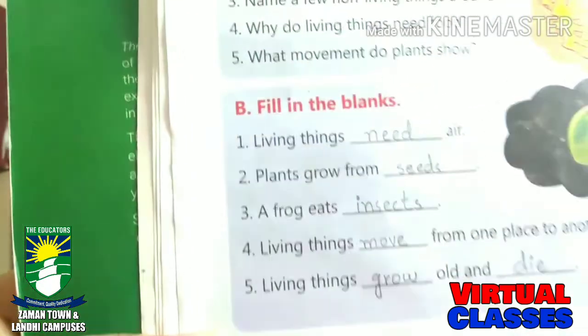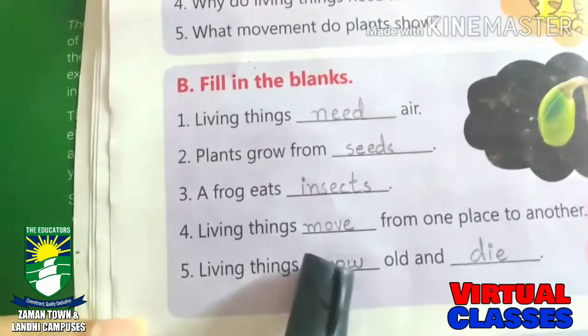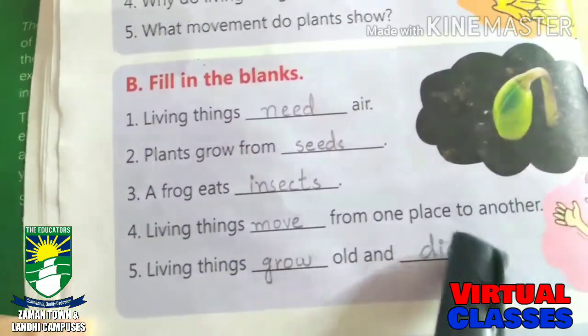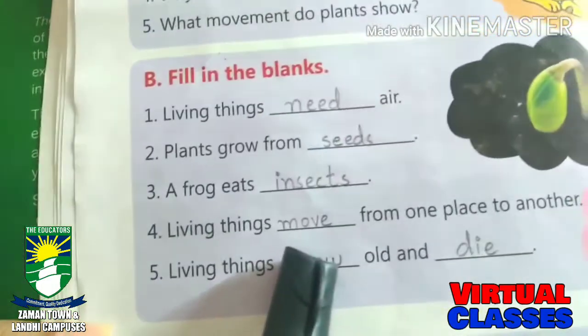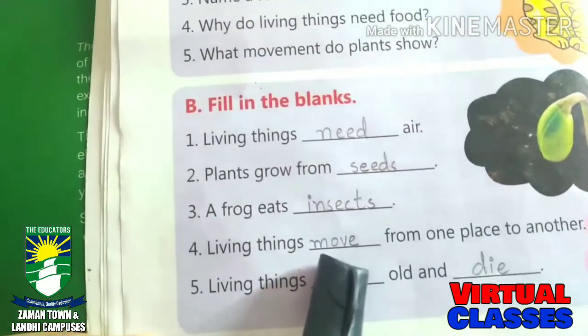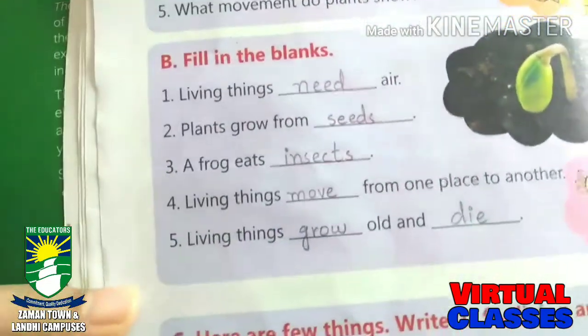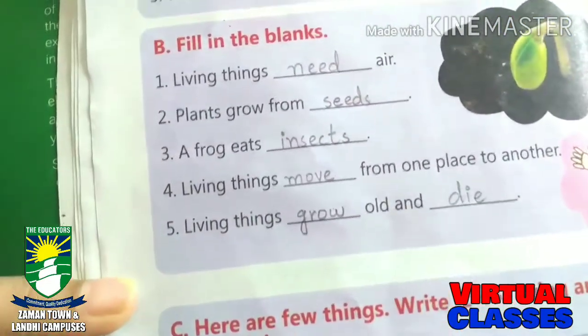Have you done this? Now, look at number 4. Living things move from one place to another. I told you, living things can show movement. Right, move in number 4. Have you done this? Very good.